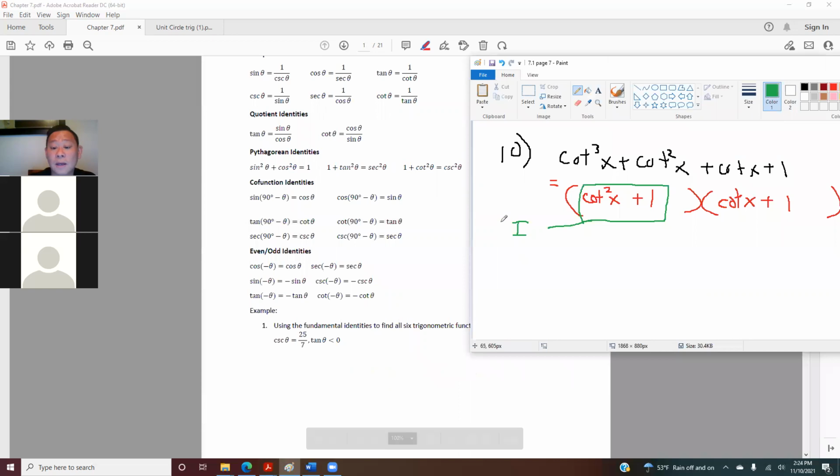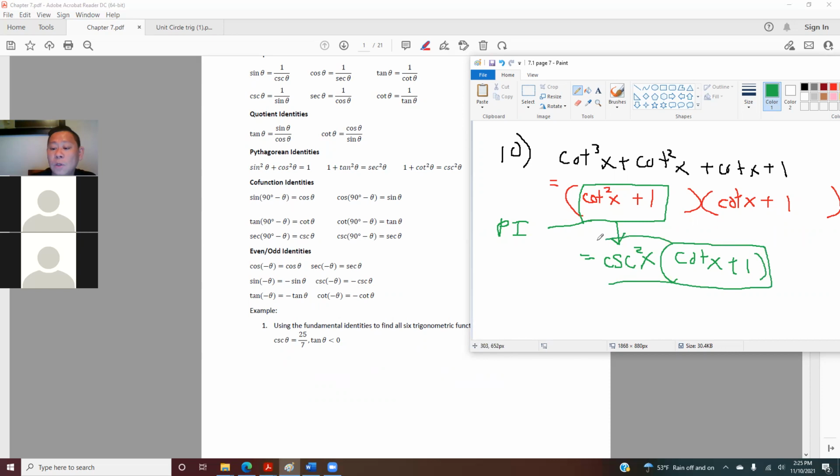So we can use the Pythagorean identity. So what is 1 plus cotangent square x? You get what? Cosecant square x, so forget the x square. And then you multiply this with cotangent x plus 1. So this is your answer for question 10. So what we do here mostly is we factor first and then apply the identities. Sometimes you do the opposite. You apply the identity and then factor. Okay, so you can switch them around.